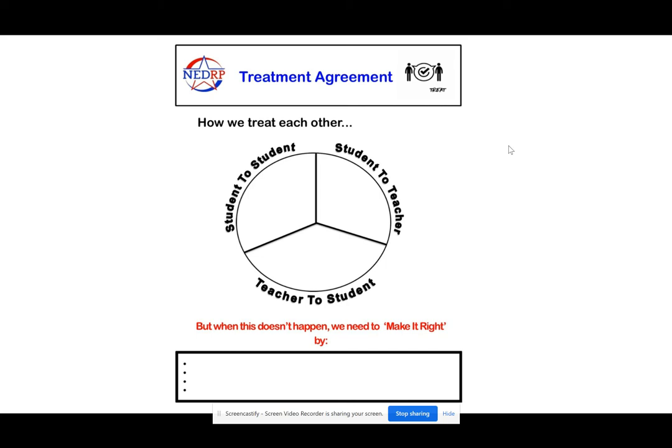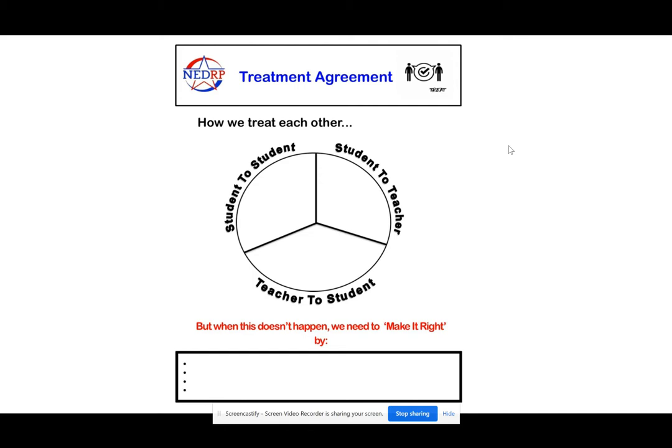Okay, so now we're going to make our class treatment agreement, and we're going to use the same model they were talking about in the video. There are different structures for creating social contracts and treatment agreements, but this is the one that we are going to use. What we're going to look at is start brainstorming ideas, and we're just going to be in the brainstorming phase for now. We'll come back to this.